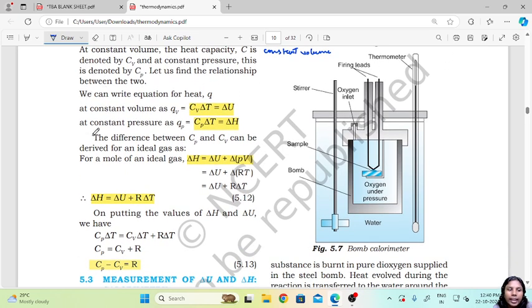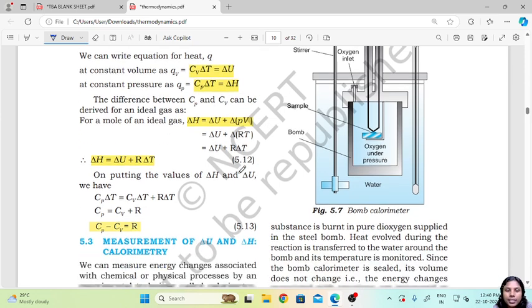So we can write at constant volume, Qv, that is heat at constant volume, will be equal to Cv delta T. Now the Cv delta T in turn equals the internal energy change, that is delta U. So now if we look at constant pressure, that is Qp, it will be Cp delta T. Again Cp delta T equals delta H, that is the enthalpy.